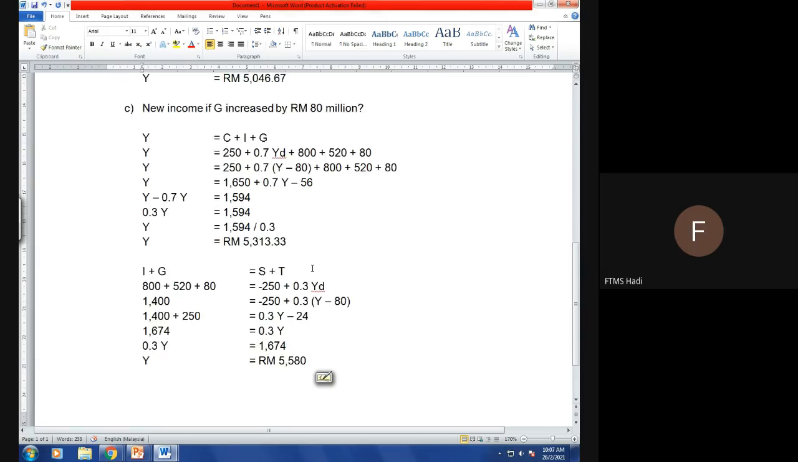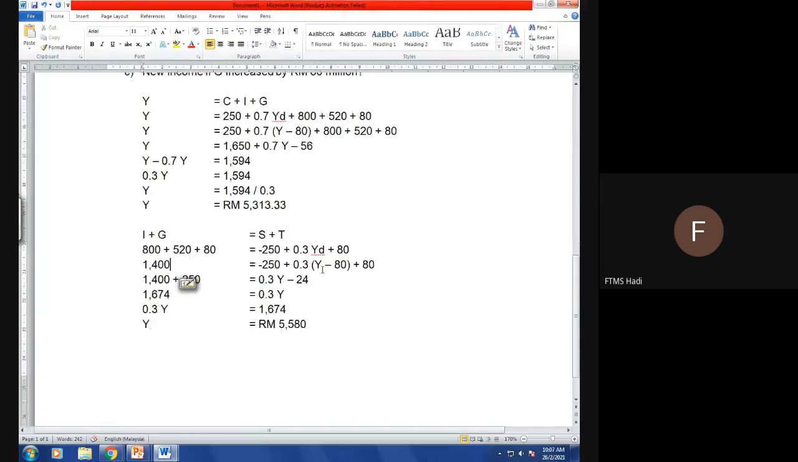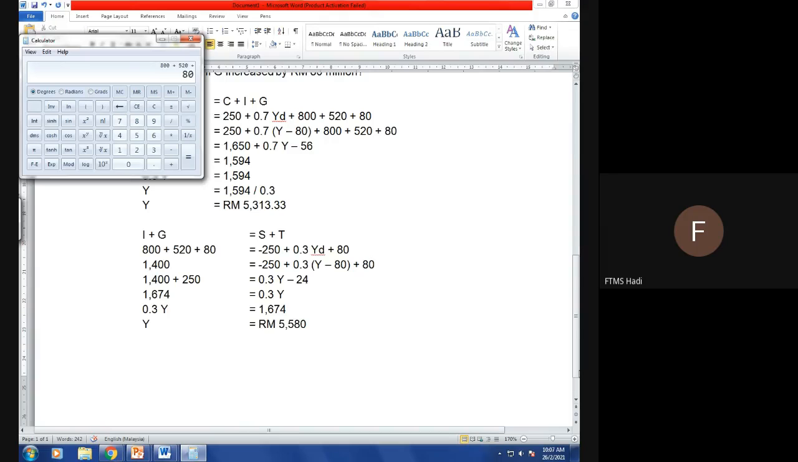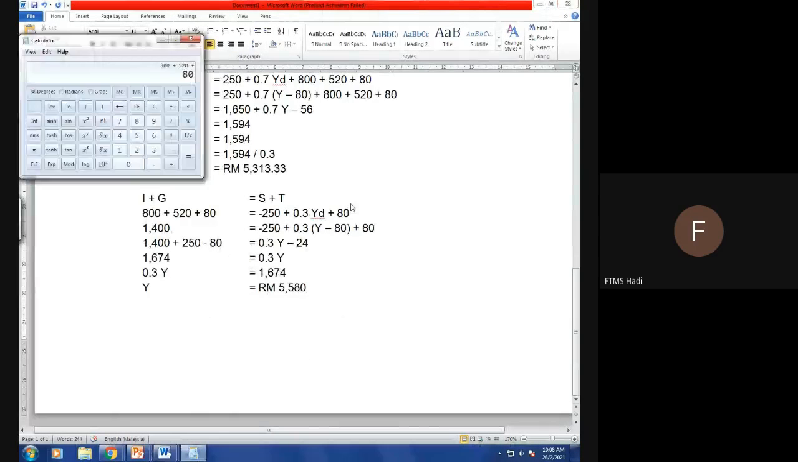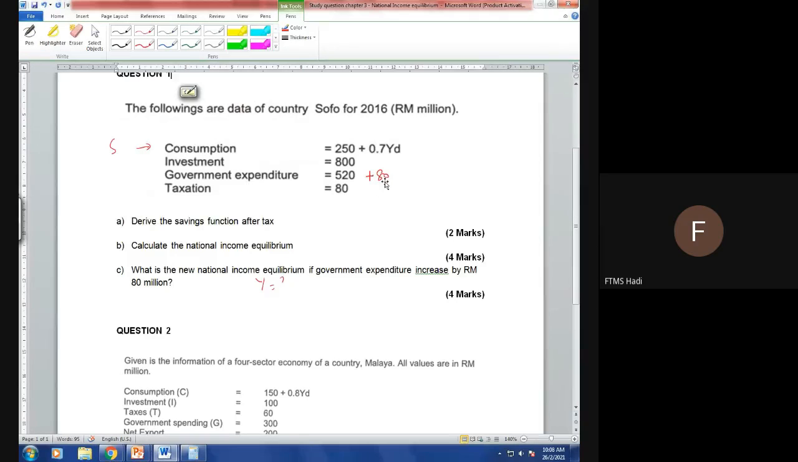Okay. Oh, so if increased by 80 million. Oh, okay. My mistake. I forgot to add 80. T is 80, sorry. Plus 80. Right. Okay, so the tax earlier was 80, right? Correct, 80. I forgot to do that. Sorry. 1400. Okay. 800 plus 520 plus 80. Now this one, minus 80. Okay, don't confuse the 80 here with the 80 here. Listen, this 80 is referring to this one, the increase of 80 million. And this other 80 is referring to this one, the tax 80 which I didn't put. So there are two 80s. Please don't confuse them.